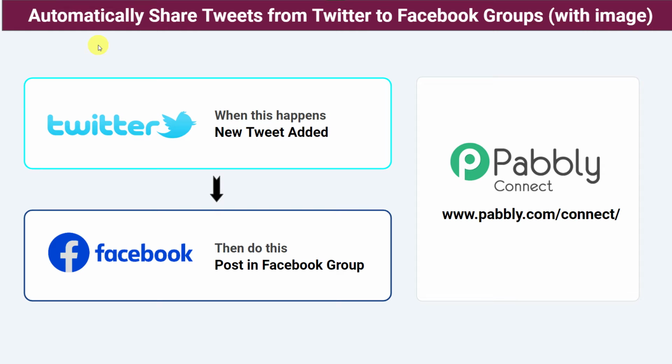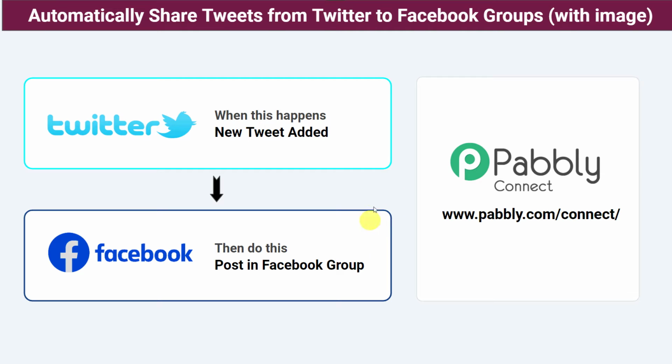Hello everyone. In this video, we are going to learn how to automatically share tweets from Twitter to Facebook groups with image and text. So here we want that whenever a new tweet is added into the Twitter account, automatically using the same message, a post should be created into the Facebook group also.